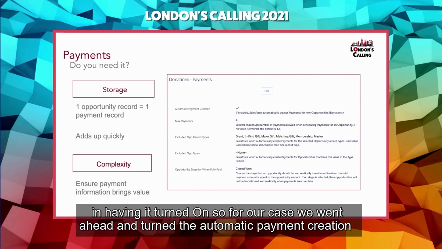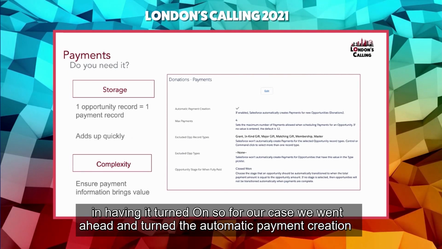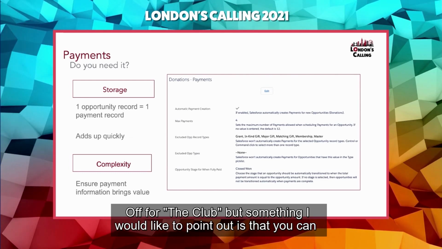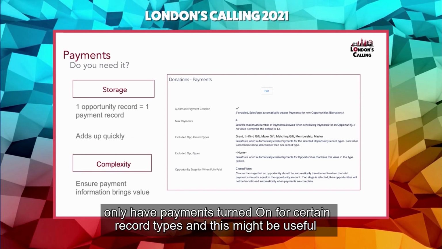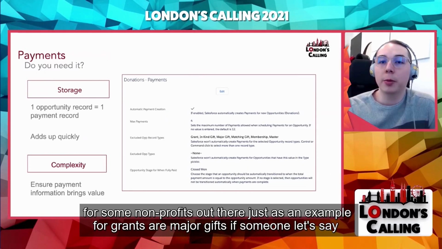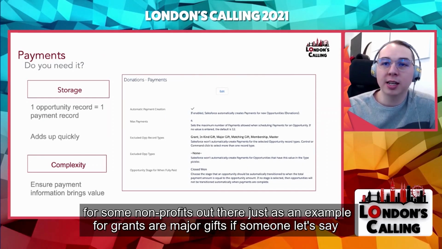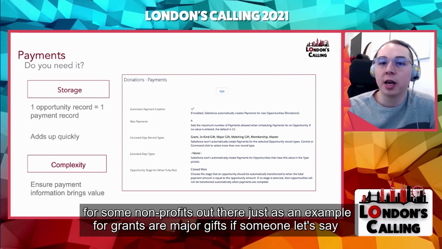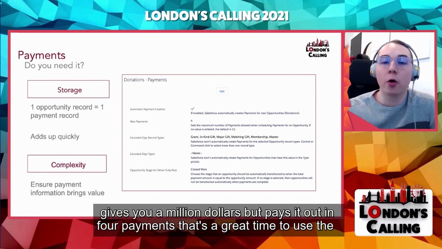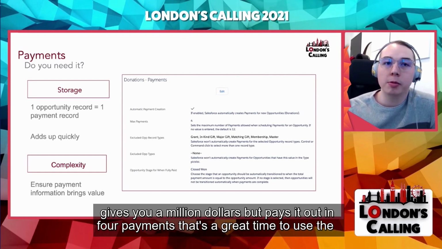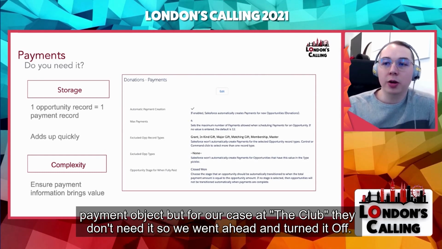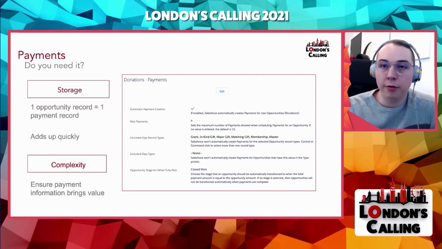So for our case, we went ahead and turned the automatic payment creation off for the club. But something I would like to point out is that you can have payments turned on for only certain record types. This might be useful for some nonprofits out there. For example, for grants or major gifts, if someone, let's say, gives you $1 million but pays it out in 4 payments, that's a great time to use the payment object. But for our case at the club, they don't need it, so we went ahead and turned it off.